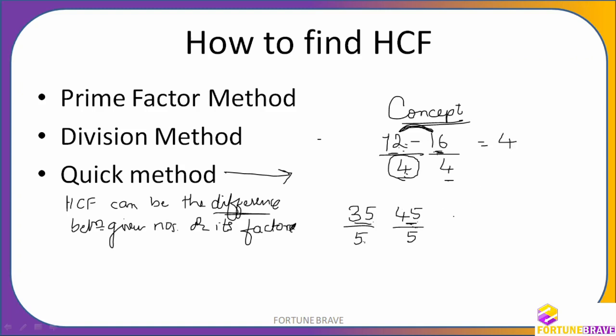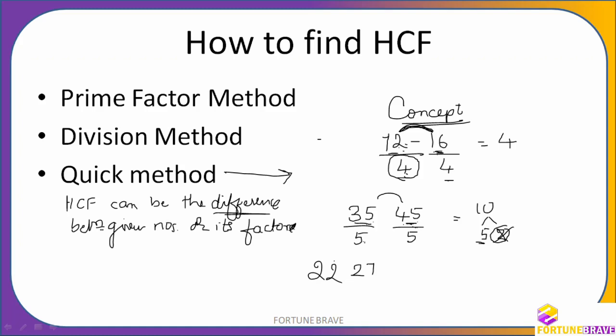In this case, what will happen? What is the difference here? Difference between these two? 10. 10 cannot divide 35 or 45. So what I'll do? I'll find its factors, 5 and 2. Now we'll see 2 cannot divide it because these are odd numbers. So 5, can it divide both of them? Then they can divide.